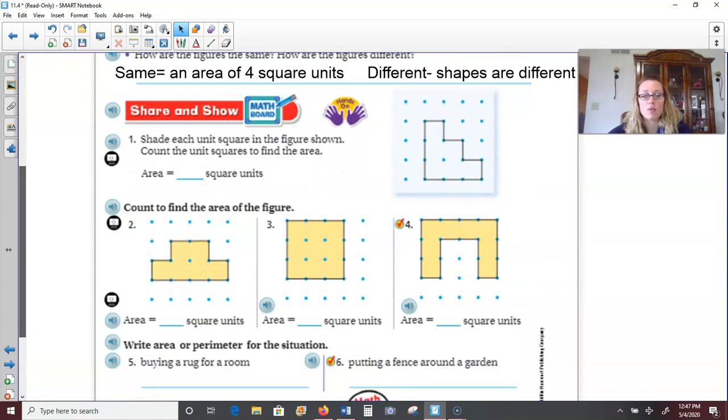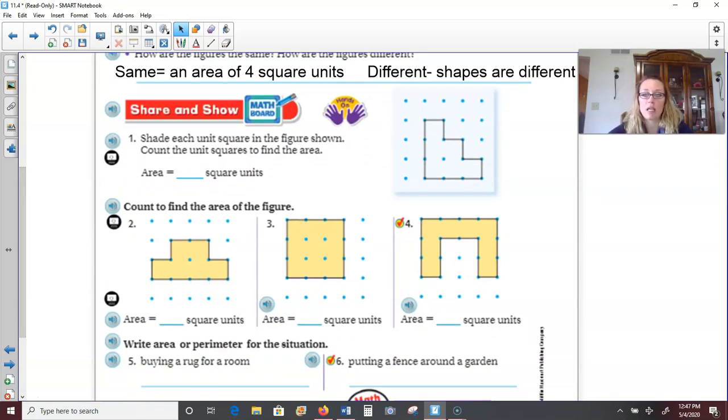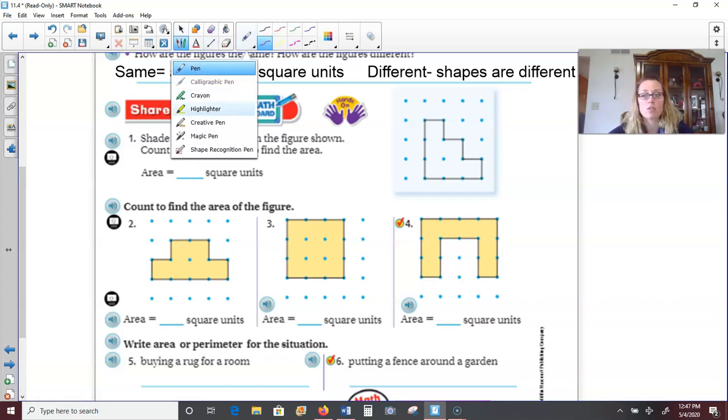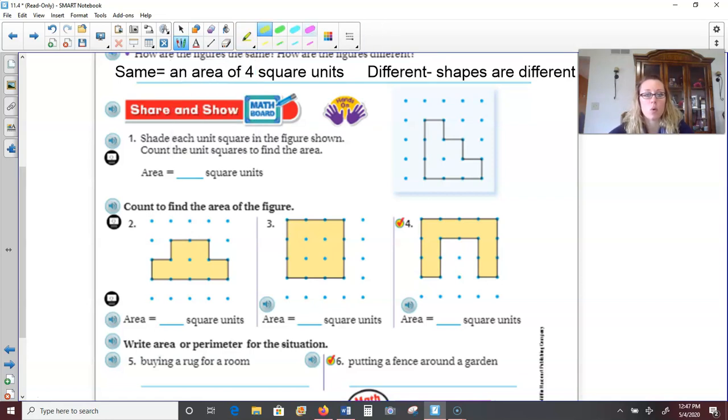All right, moving on to the Sharon show. It says to shade each unit square in the figure shown, count the unit squares to find the area. So I'm going to use my highlighter tool to cover the squares just a little quicker than trying to color in and shade them. You can use your pencil to shade or just make dots like I was doing before. So this space here would be 1 square unit, 2, 3, 4, 5, 6. So our shape has an area of 6 square units because it covers 6 squares.